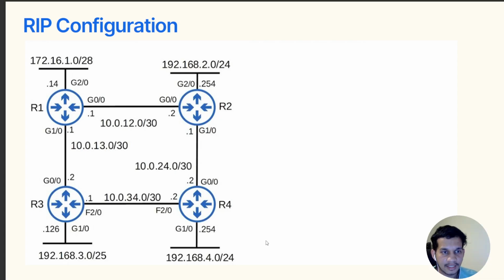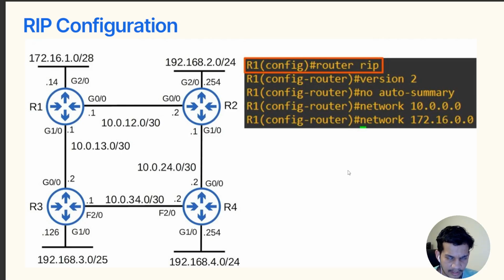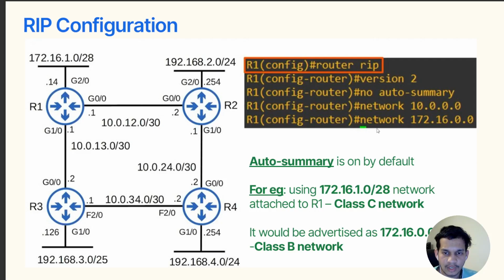So let's see an example of how to configure RIP. Over here I've taken 4 routers connected to 4 different networks. On router 1, go to global config mode, enter router rip, and then set version 2. As you know, version 1 has some disadvantages. Then on the next line, enter no auto-summary. What is auto-summary? Auto-summary is on by default.